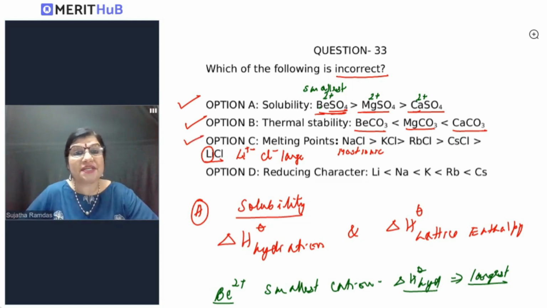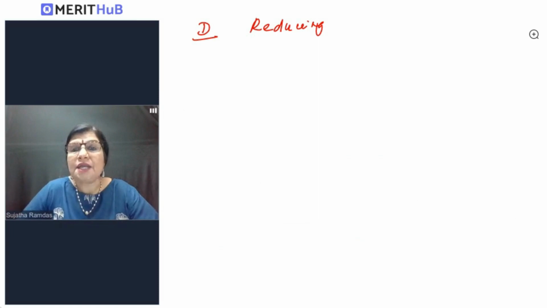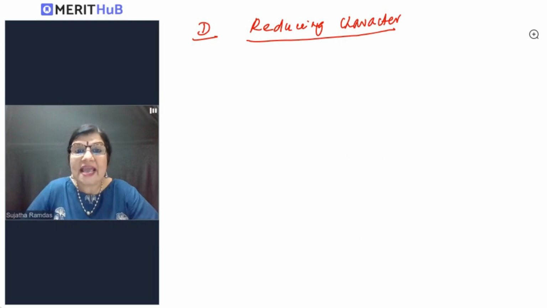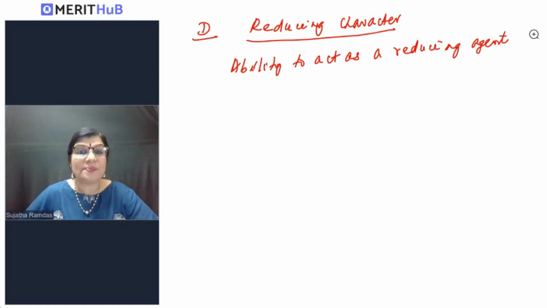Now we move on to option D, which deals with the reducing character. That requires some explanation. Okay, so we are now discussing option D, which is the reducing character. Now, what do we mean by reducing character? Reducing character implies ability to act as a reductant or a reducing agent. These terms can confuse you at times, and that's why I'm listing out all the points in the same order. Okay, so reducing character implies ability to act as a reducing agent.